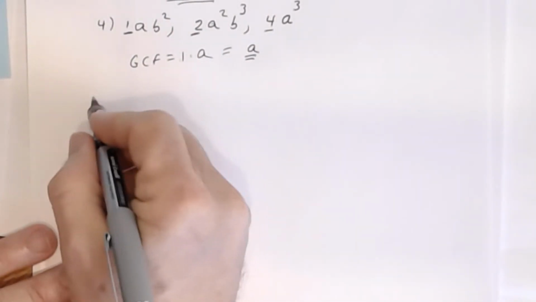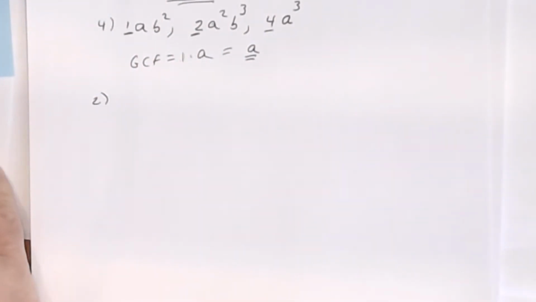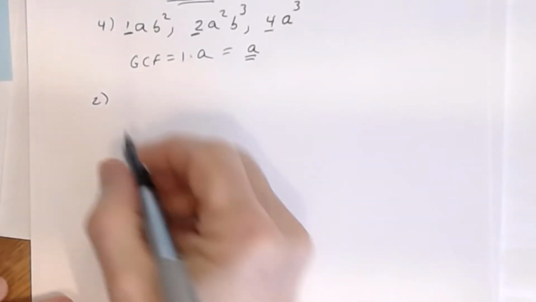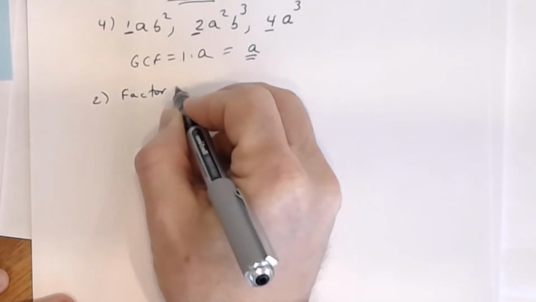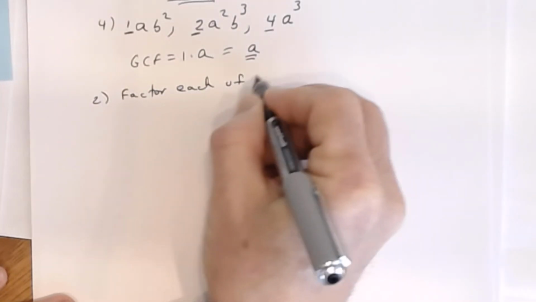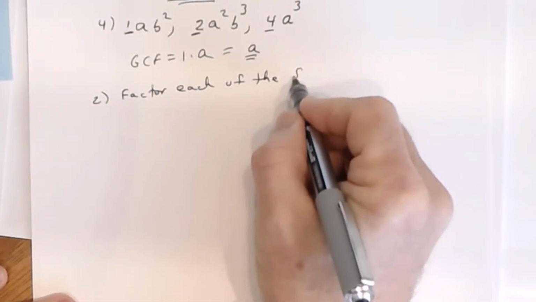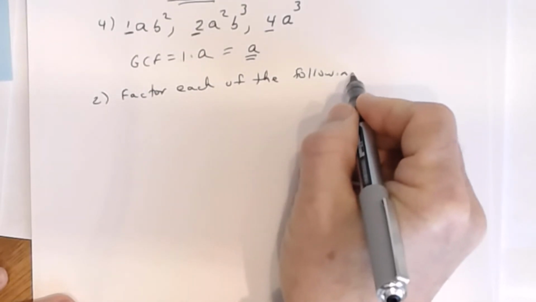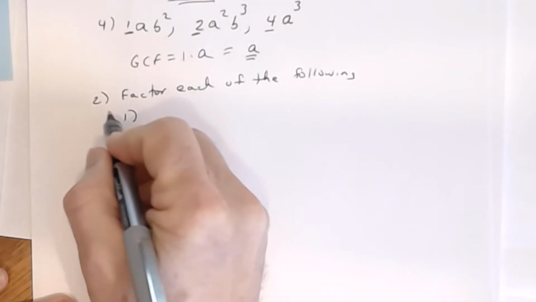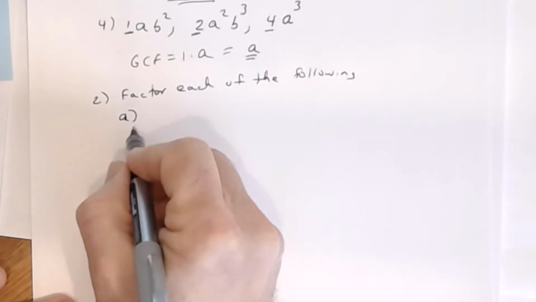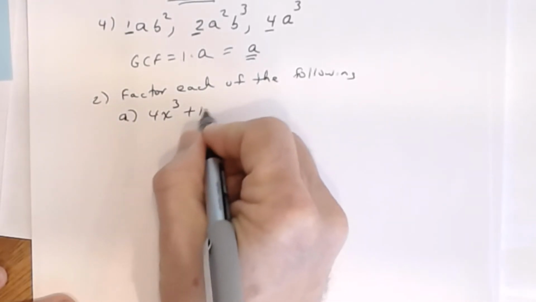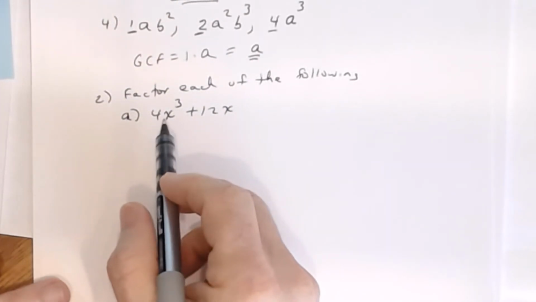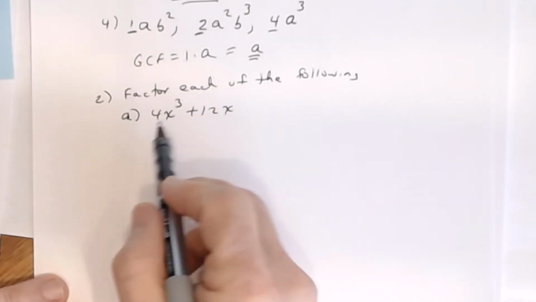So let's get to number 2. Number 2 says, factor each of the following. All right, number 1, let's call that A. 2A, we have 4x cubed plus 12x. So we have this polynomial, and there are 2 terms here.